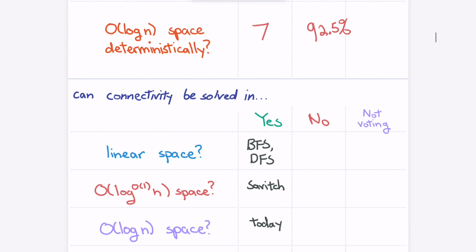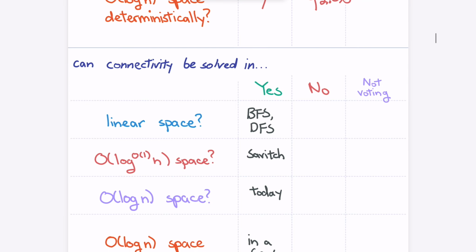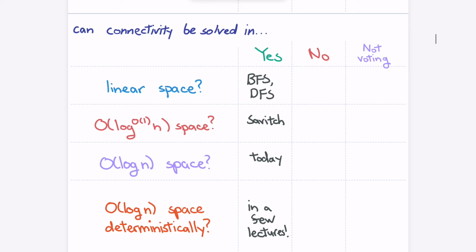Today we're going to show that you can do it in logarithmic space, but randomly. And then most unbelievably, in a few lectures, we'll show how to do it deterministically with logarithmically many bits. So you're basically just remembering a few numbers. That's one of the more fantastic results we'll cover, but we'll only do that in maybe a week. We'll find out.